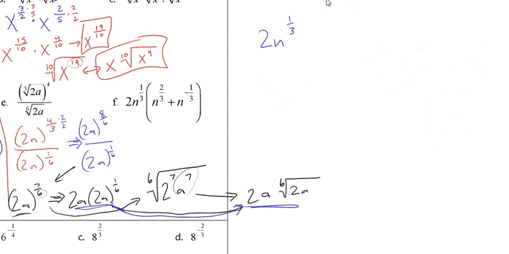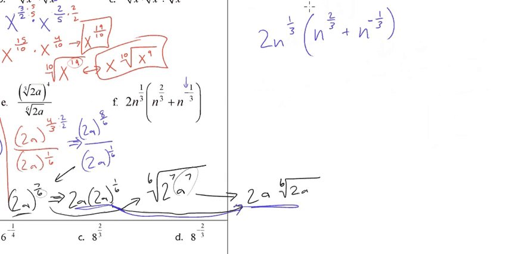So 2 times n to the 1/3, and that times the quantity n to the 2/3 plus n to the negative 1/3. Kind of tough to tell, but there is a negative right there.